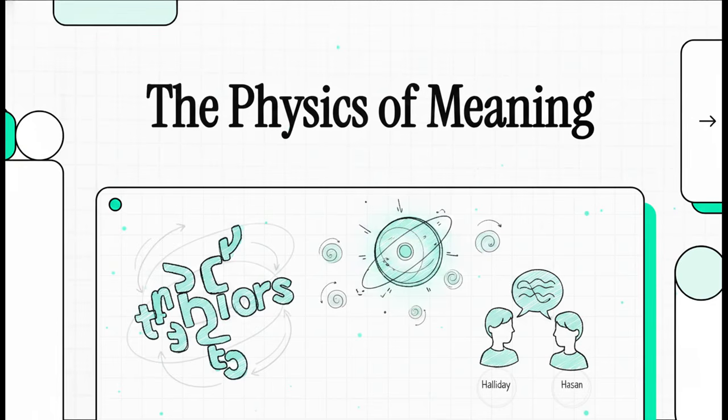All right, if you've ever stopped and wondered how words actually bind together to form complex, coherent thoughts instead of just being a random jumble of noise, then you are in the exact right place. Today, we're diving into an incredibly elegant framework from Michael Halliday and Ruqaiya Hasan. And what's so cool about this is that it treats systemic functional linguistics like the literal physics of language. We aren't just looking at grammar here, we're analyzing the invisible gravitational forces that hold a text together.